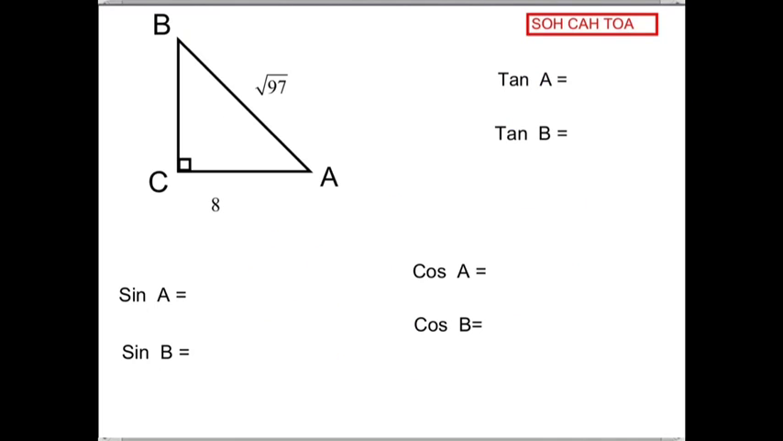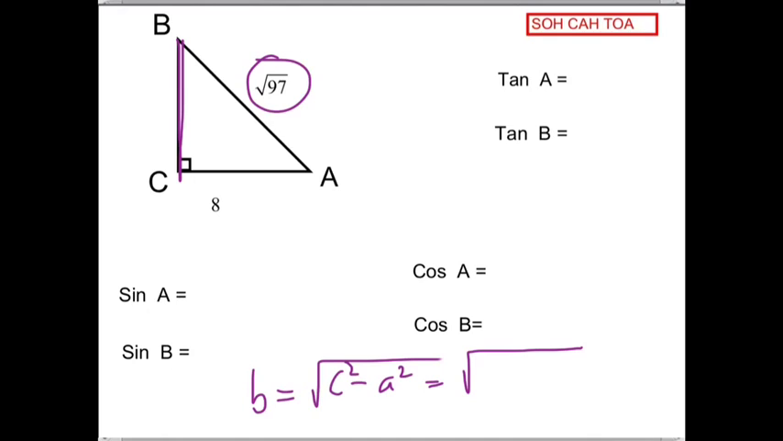Okay, we have another triangle where we're missing one of the side lengths here. So we want to find that side length using the Pythagorean Theorem. So if we recall, B is equal to the square root of C squared minus A squared. So B is equal to, let's see, the square root of C squared. So C squared is 97, minus 64. Oops, that's 97 minus 64.